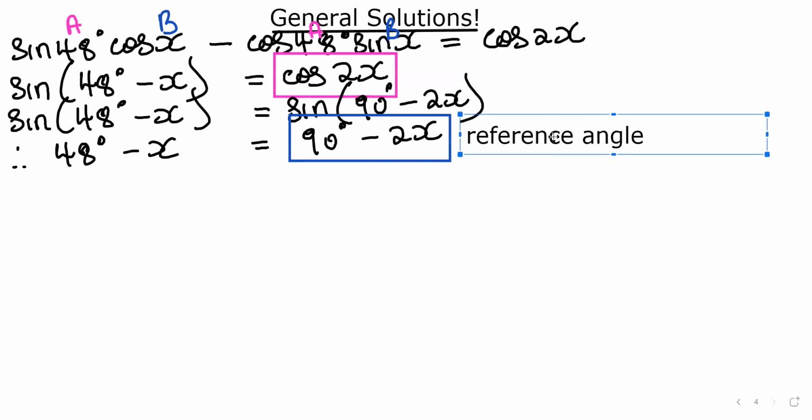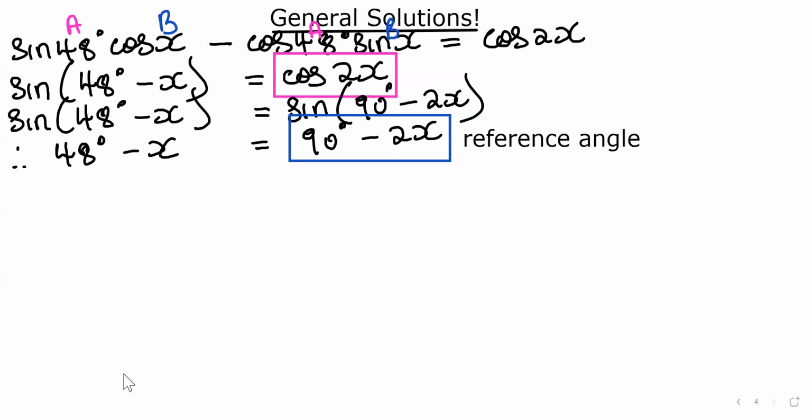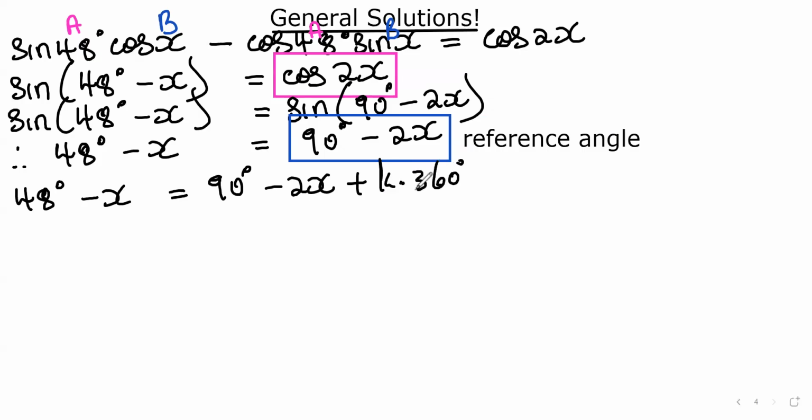Now you're going to say, what is the trigonometric ratio we are working with? It's sine. So in which quadrant is sine positive? Sine is going to be positive in the first and the second. So in the first quadrant, you have 48 degrees minus x, which is equal to 90 degrees minus 2x, and of course you add k times 360 degrees.